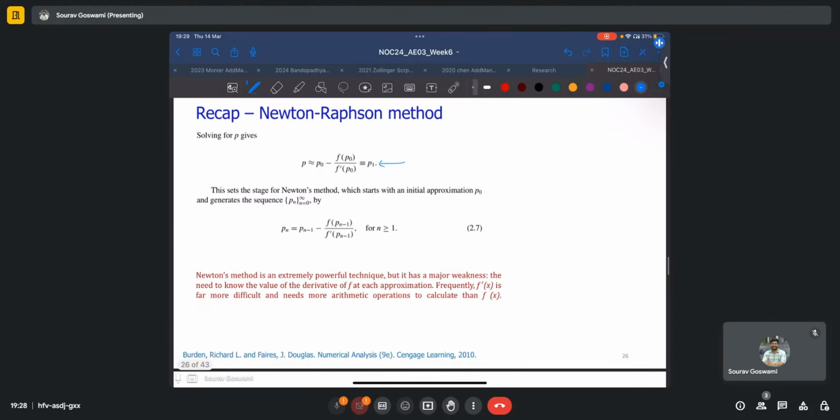Now, Newton's method is extremely powerful, and it also will usually converge quadratically. However, it has a major drawback, which is the need to know the value of the derivative of f at each approximation. So in addition to computing the value of the function itself, we're also computing the derivative, and often the calculation of this derivative will be far more difficult and far more computationally intensive than calculating the value of the function itself.